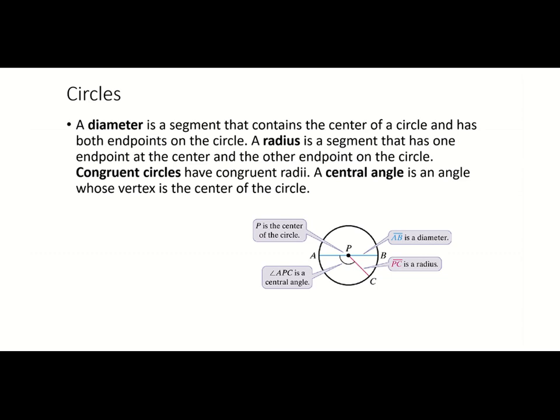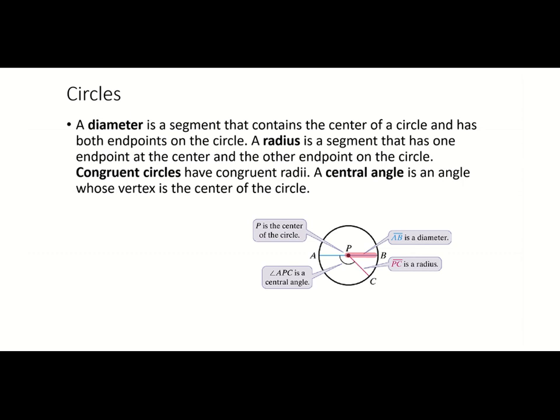Just a reminder, the other parts to a circle, you have the diameter, which is the segment that goes from one side of a circle through the center to the other side, so it goes all the way across the circle. A radius goes from the center of the circle to one side, so it's half the diameter. Congruent circles have congruent radii, which makes sense. The radius would be the same if your circles were the same size.